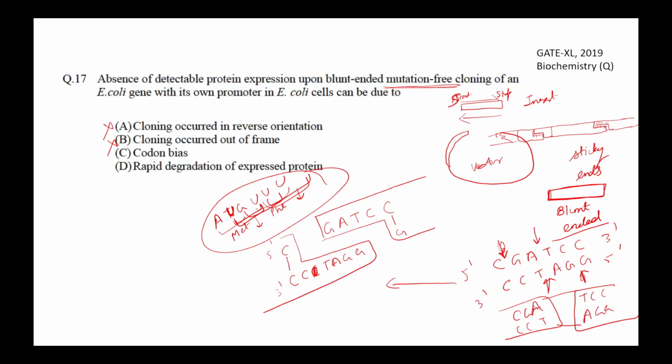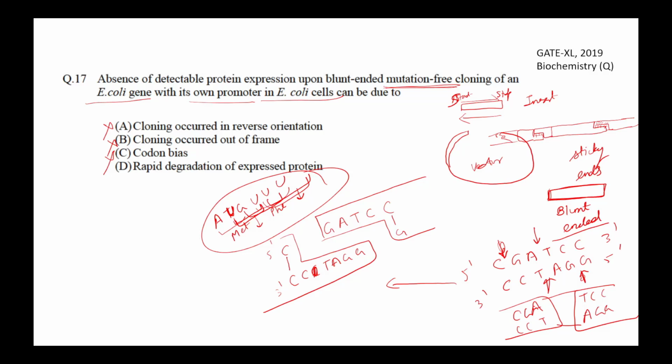But here it is clearly written that it is an E. coli gene with its own promoter in E. coli cells itself. Then the probability of codon bias goes. So the third option, codon bias, is also incorrect because it is happening in the same system.